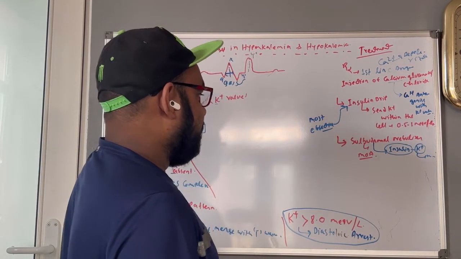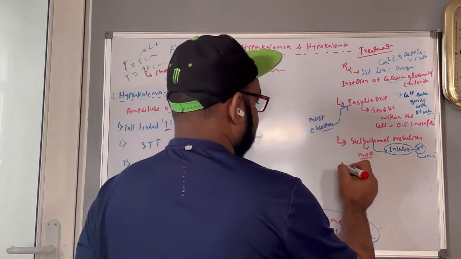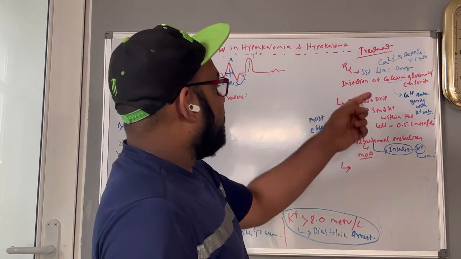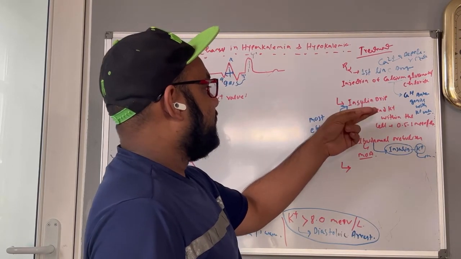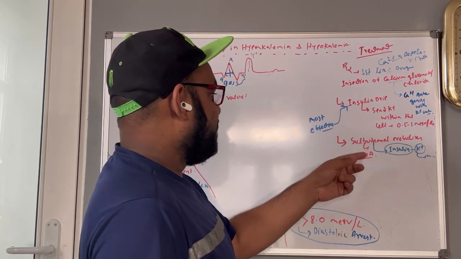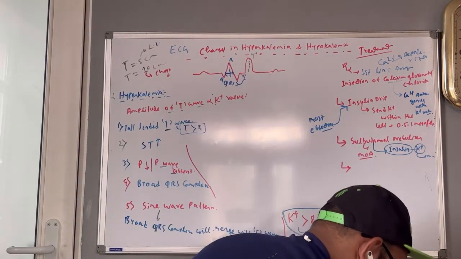Now, apart from that, so what have we covered up to this much? The injection of calcium gluconate is the first line drug, then the insulin drip is the most effective drug. The third, I said, is the salbutamol nebulizer over here.